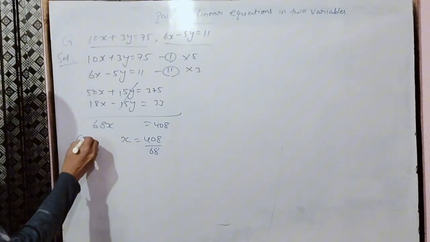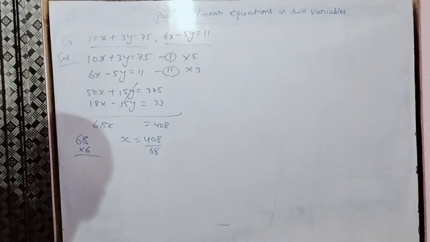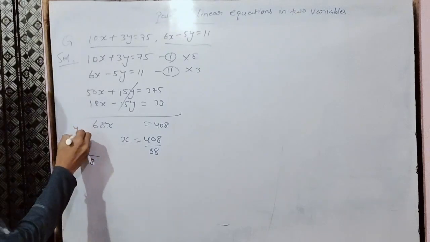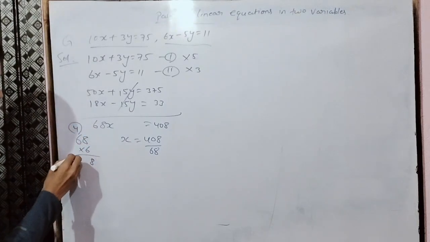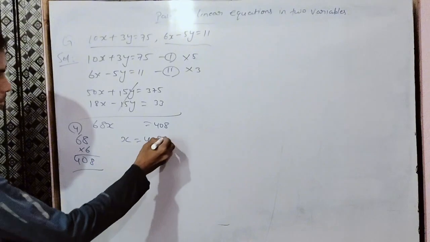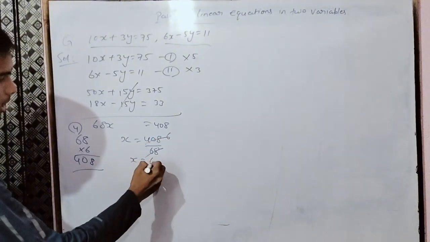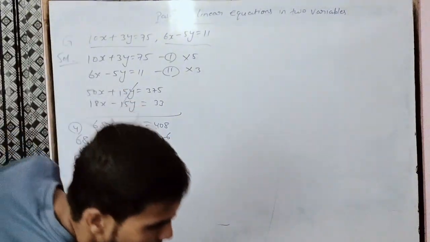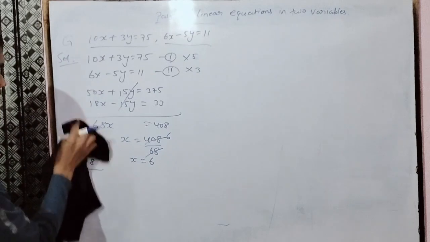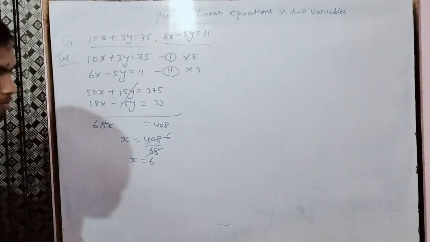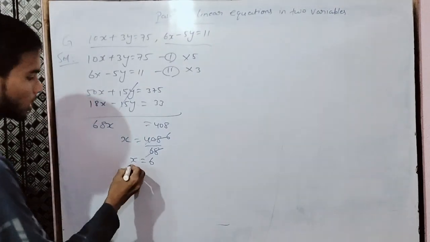I think by 6. 4 36 and 40. Yes, by 6. So x came as 6. Okay, now we will substitute this value.